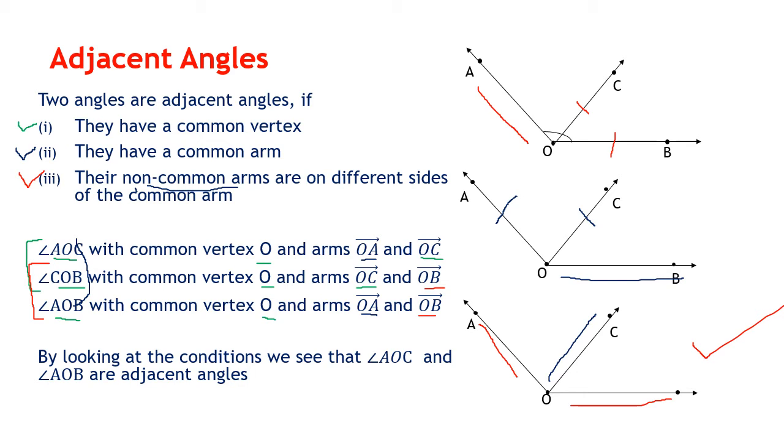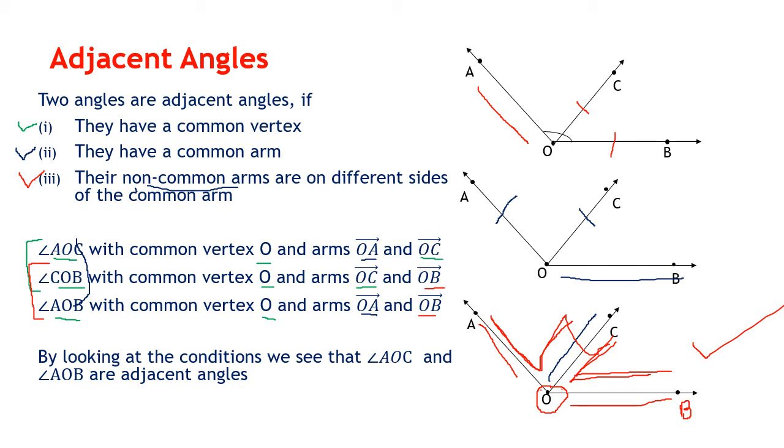So what will we have? Then we find that the adjacent angles are AOC and COB. So I hope you have understood the condition. Again now we'll check all the three conditions for this case. They have a common vertex. Look at angle AOC and look at angle COB. They both have a common vertex? Yes, they have a common vertex O.